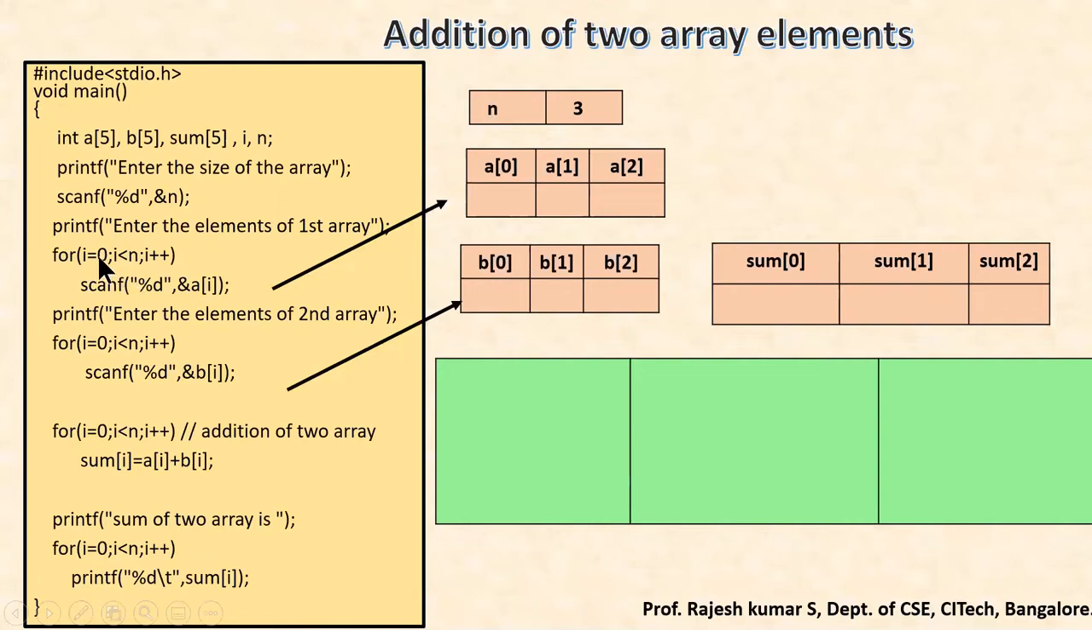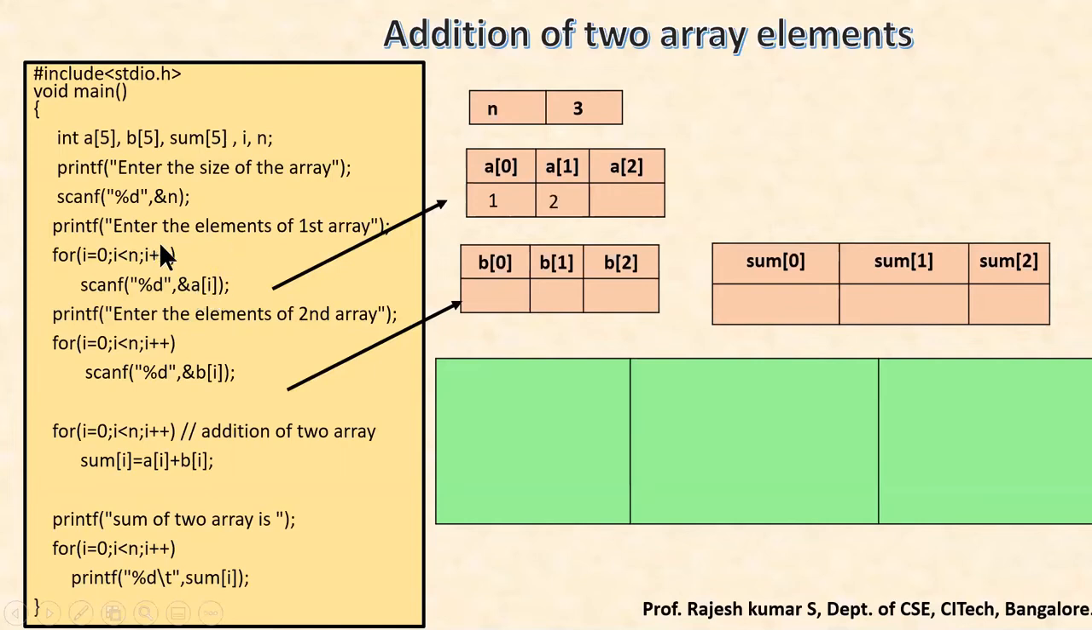I is equal to 0. 0 is less than n. What is n value? 3. Is 0 less than 3? Yes, the condition is true. It will come inside, scanf %d ampersand a of 0. The very first value that I enter will be stored at a of 0. Then I gets incremented. I will become 1. Is 1 less than 3? Yes, it will come inside, a of 1. The next value will be stored at the location a of 1.